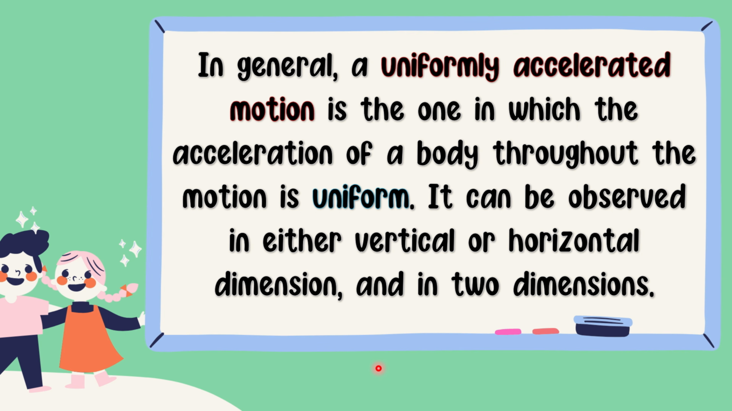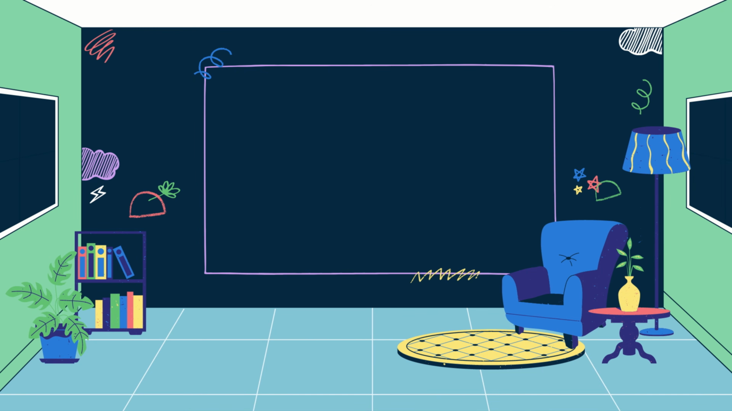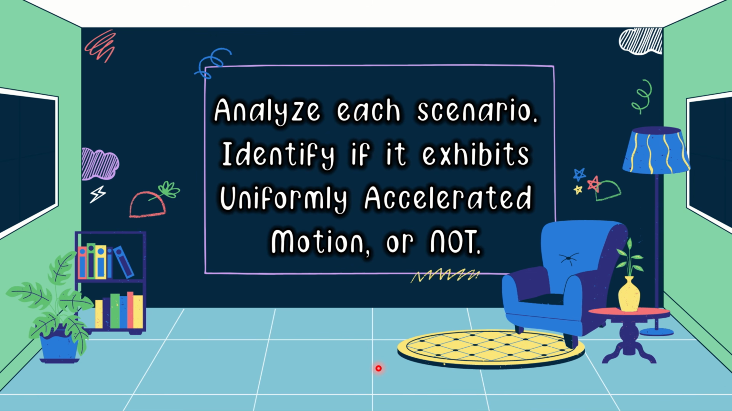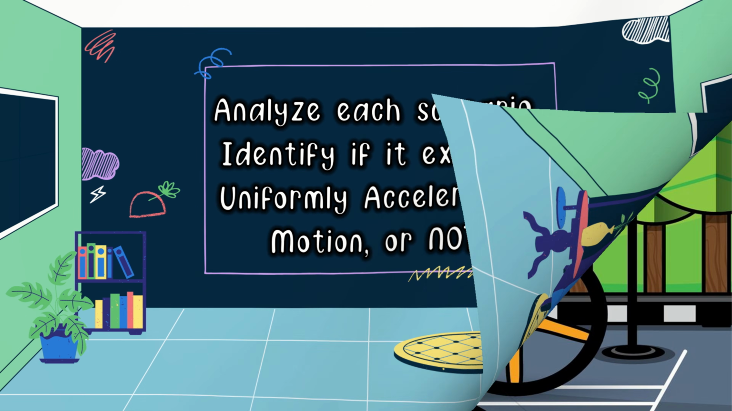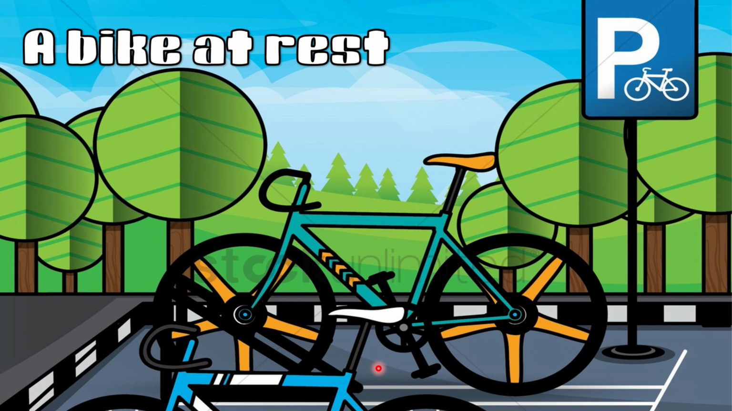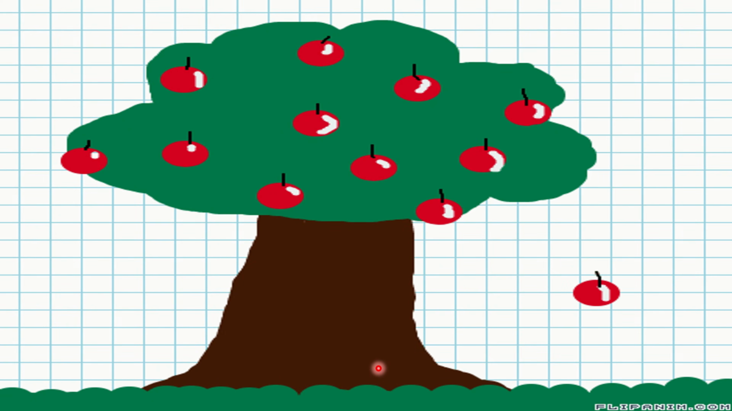Let us have an activity for you to understand the uniformly accelerated motion. Analyze each scenario. Identify if it exhibits uniformly accelerated motion or not. Let us have the first photo. A bike at rest. Is this UAM or not? The answer? Not UAM.